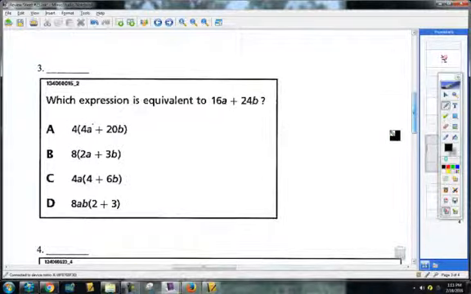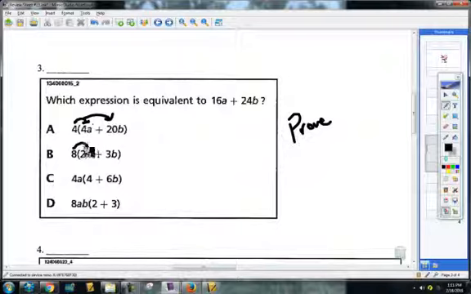Next one. Same way here. You must prove all answers. Whether you're proving them to be correct or proving them to be incorrect, I expect you to go through here and I expect you to distribute all of these to see which one gives you that. Okay? So you need to go through, and everybody should have it written where you're distributing all the way through. For instance, letter D. If I'm taking 8AB times 2, that's going to give me 16AB, right?